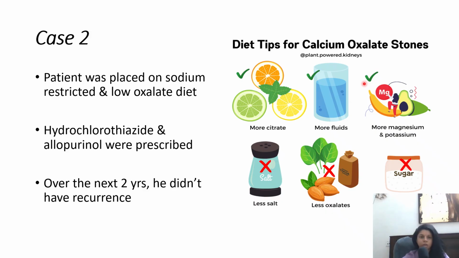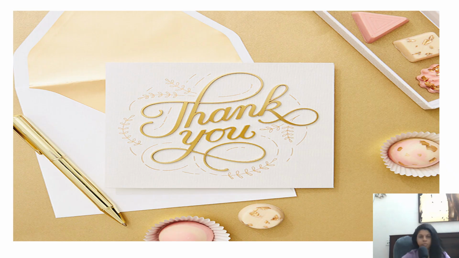Okay, then you're giving hydrochlorothiazide and allopurinol, and also diuresis, that is increased passing of urine, so that whatever stones are there should be flushed off. And then after all these restrictions, he was totally fine after 2 years.